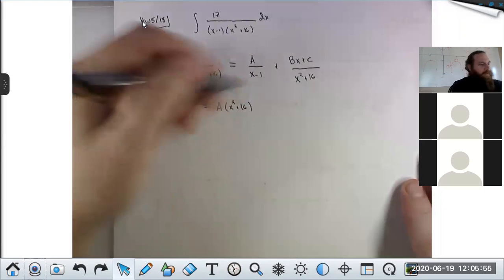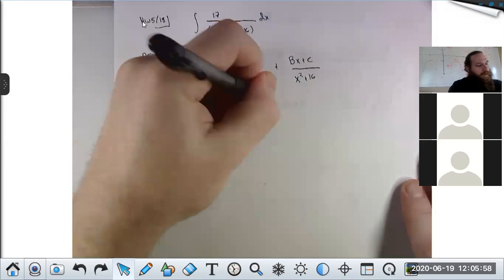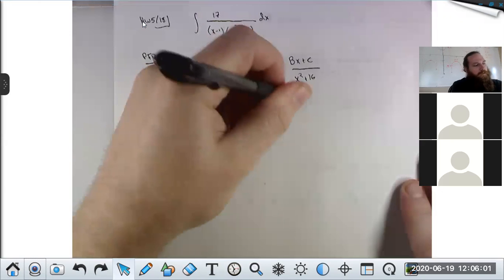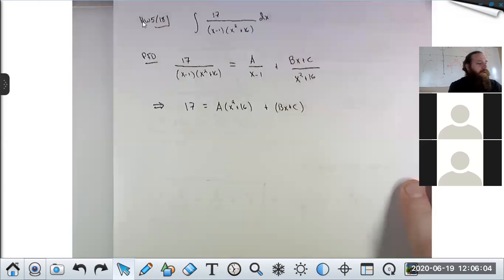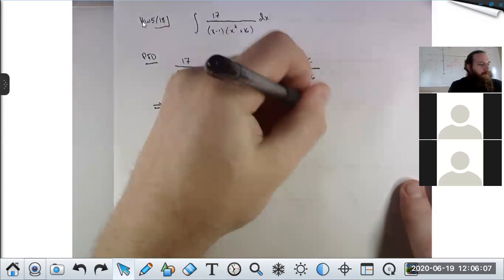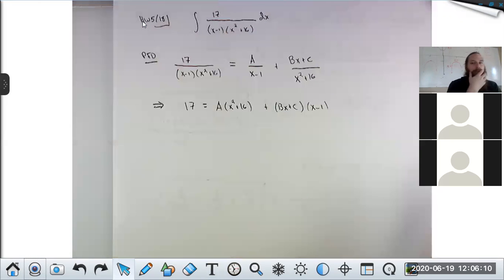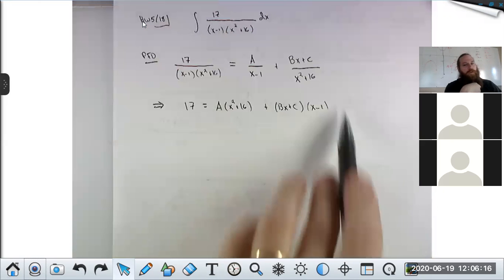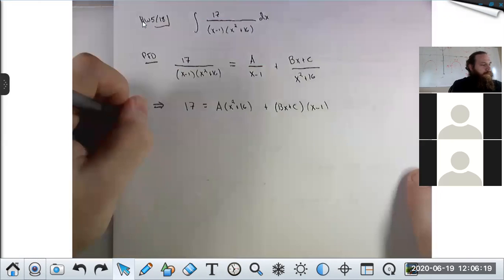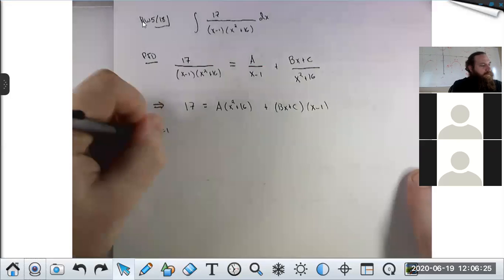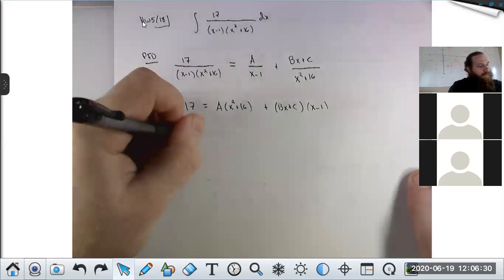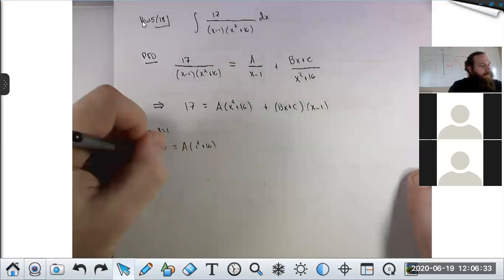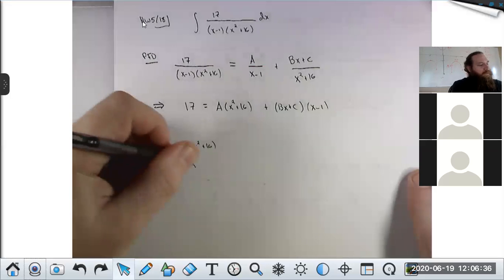Here the x minus 1's cancel and I just get A times x squared plus 16. Here I remember to put my Bx plus C in parentheses because of course the fractions are grouping symbols. The x squared plus 16 cancels and I get x minus 1. If you plug x equals 1, then the second term here goes to 0. So here's the Heaviside trick. We get 17 equals A times 1 squared plus 16, which is the same as 17 equals 17A. So A is 1.